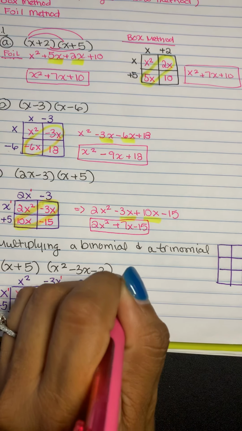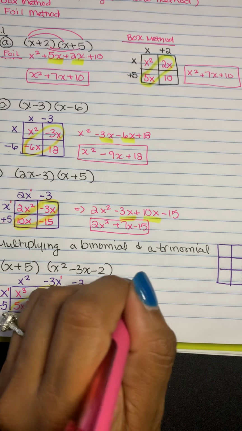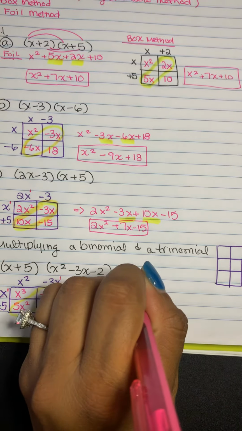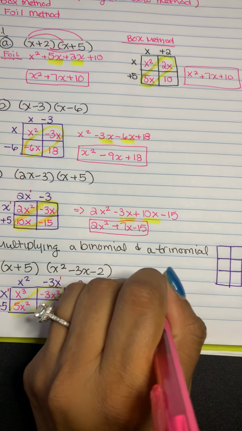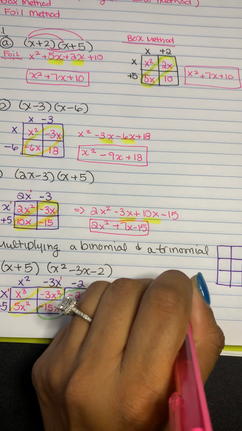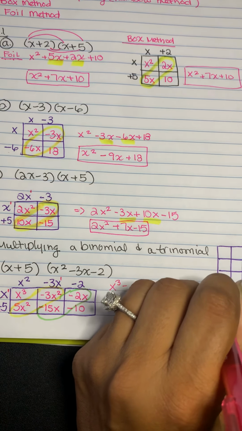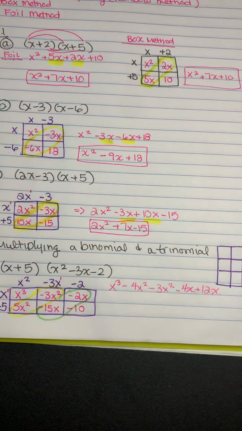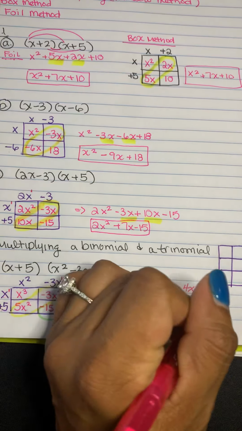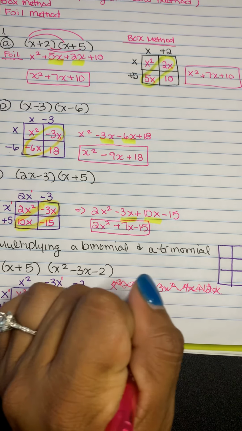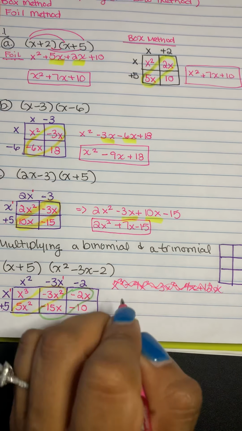X cubed minus 4x squared minus 3x squared minus 4x plus 12x plus 12. Wait, I don't know what I'm doing. I'm looking at something else. I apologize. Oh my God, I'm so embarrassed. Okay, let's do that one more time.